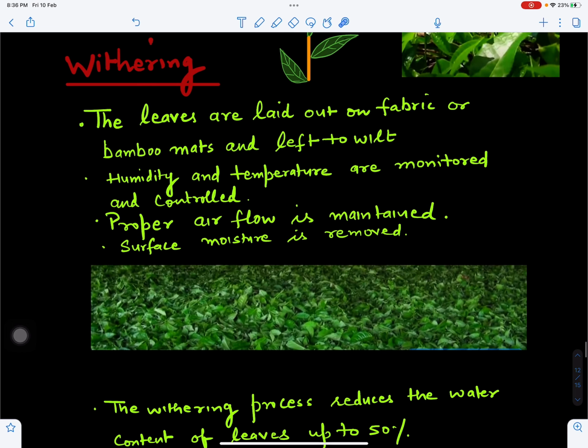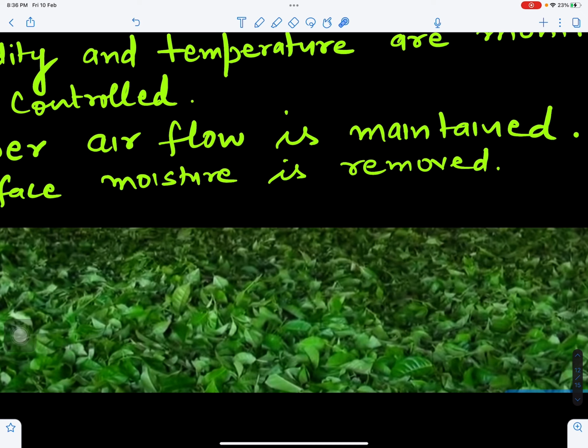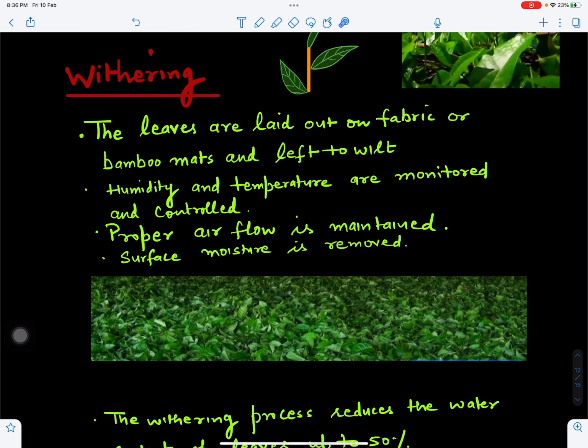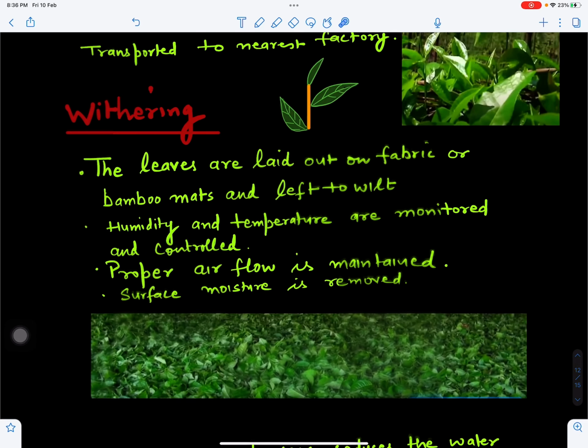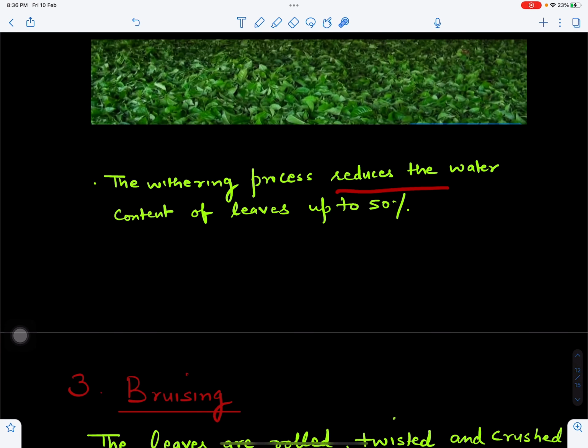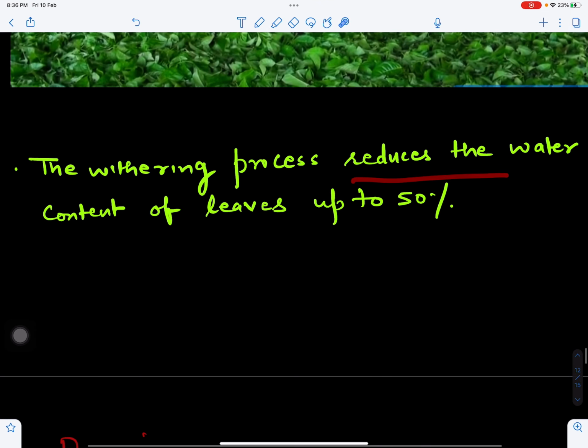Then the leaves are laid out on bamboo plates or wooden plates, bamboo mats or fabrics. Then they will wilt. Wilt is losing water, right? Humidity and temperature are monitored and controlled. Proper airflow is maintained. After 16-18 hours, the leaves lose water and start wilting. So 50% of the surface moisture is removed. The withering process reduces the water content of the leaves by up to 50%. So when they wilt, this is called withering.